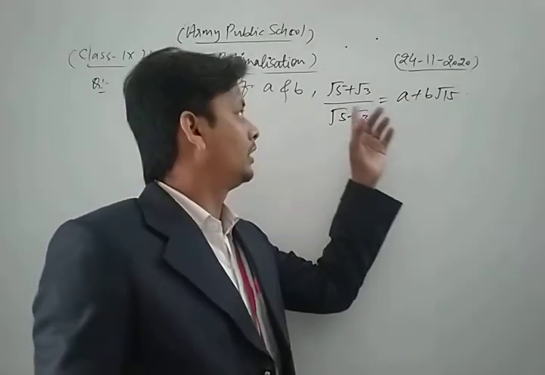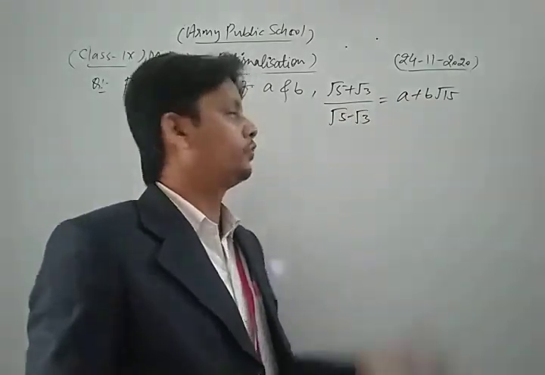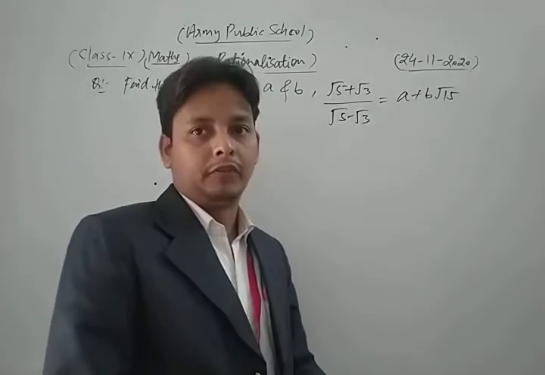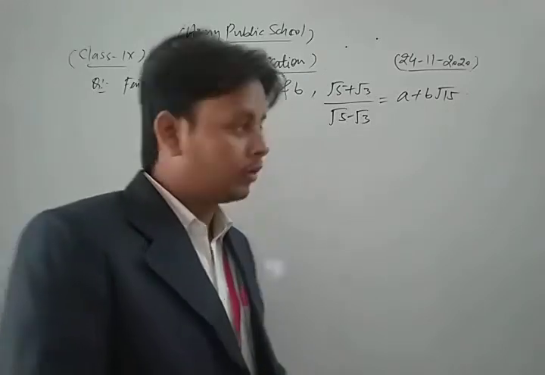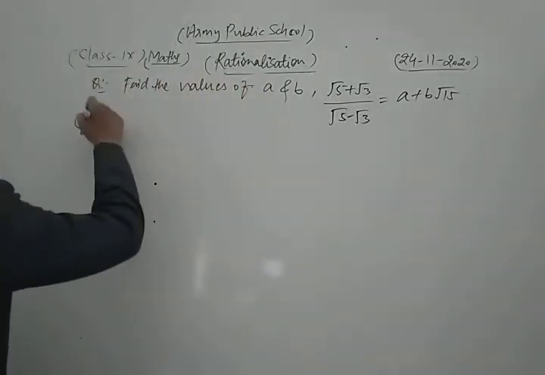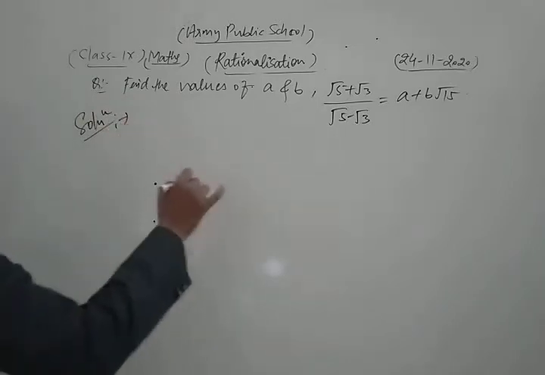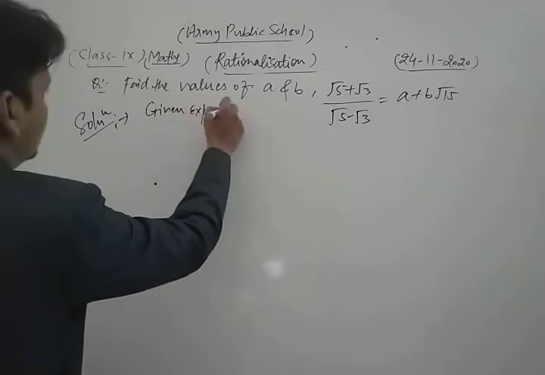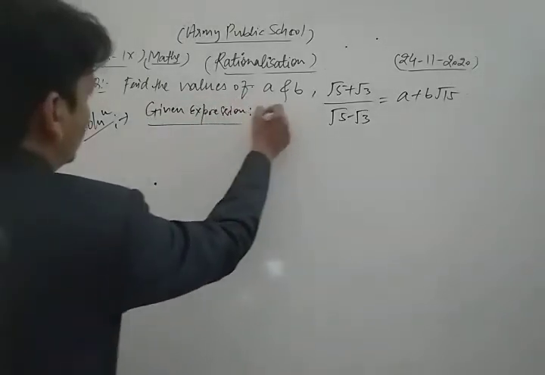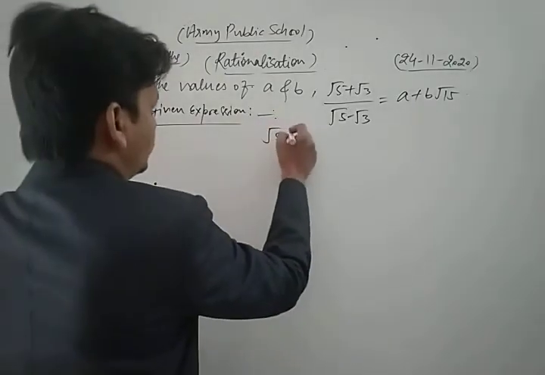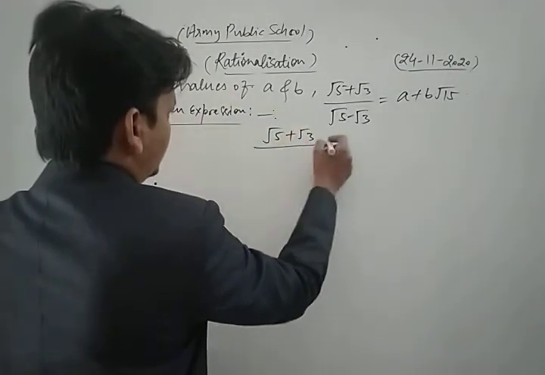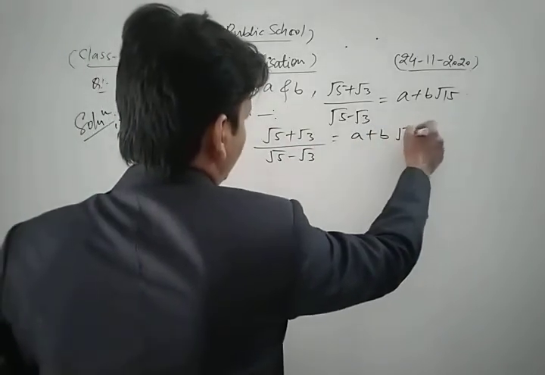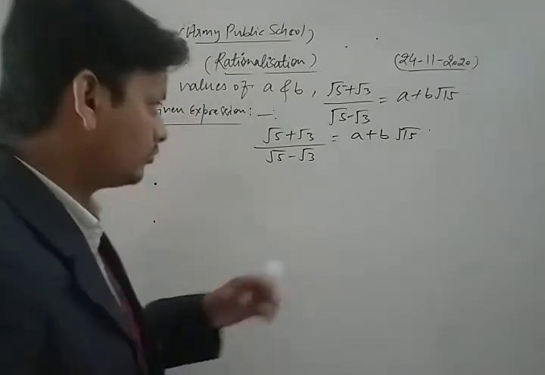Our expression is root 5 plus root 3 upon root 5 minus root 3 is equal to a plus b root 15. So this is the question here. Okay, now let's see its solution. First of all, we write the given expression. Given expression is root 5 plus root 3 upon root 5 minus root 3 is equal to a plus b root 15.